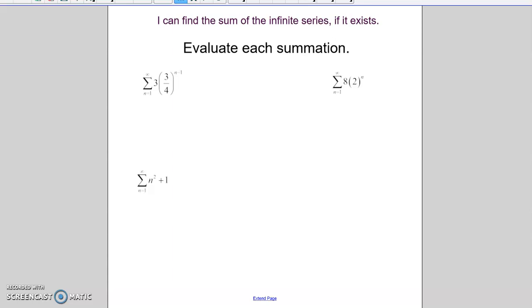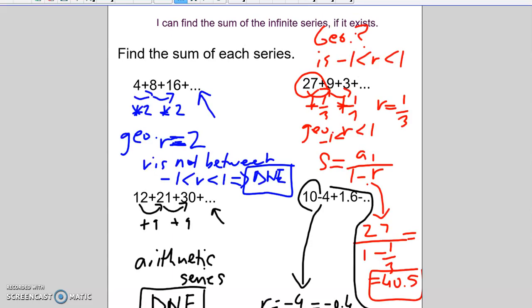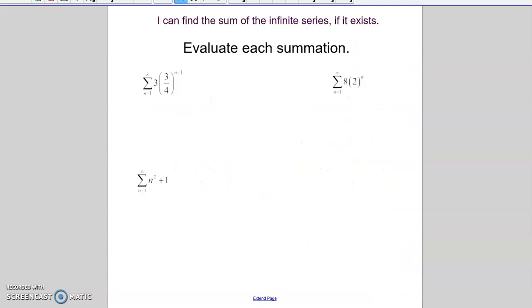Okay, so let's finish off here with some additional examples. Now, you'll notice what's different about these problems is they're all written in sigma notation. Right, so we'll see how to deal with this if it's in sigma notation.